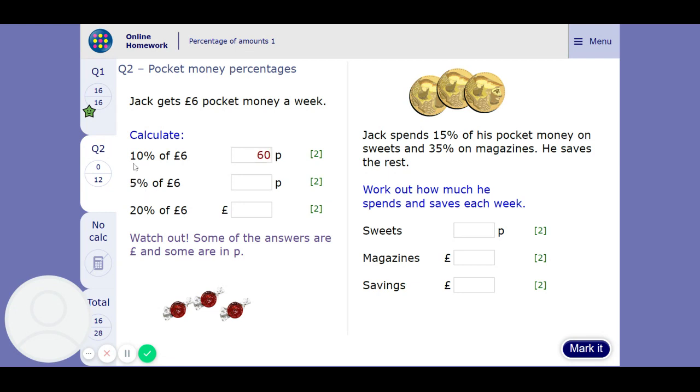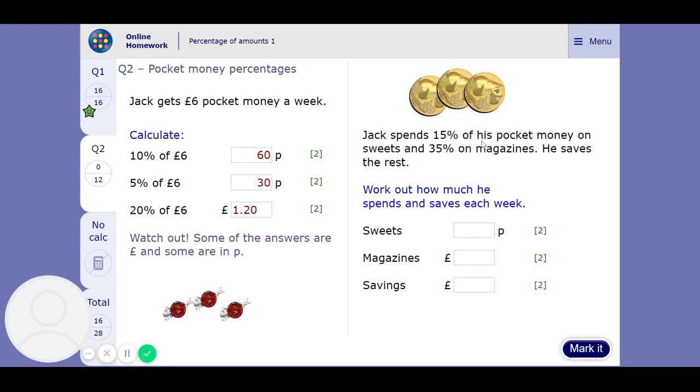5%, that's half of 10%, so we've already worked out 10%. So it's nice and easy from there. And then 20%, well, 20% is going to be double 10%. And double 60 pence is £1.20. Don't put 1.2 pounds, £1.20. And it's extra caution there, watch out, pounds and pence.